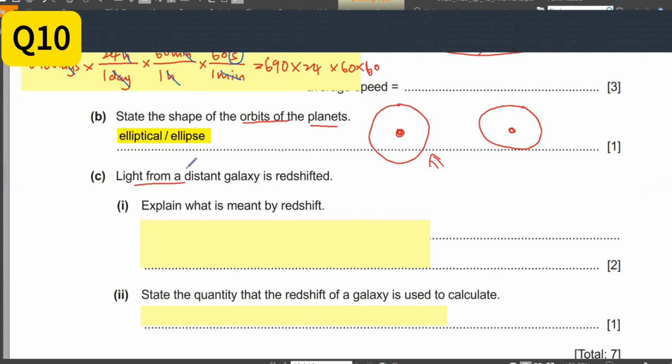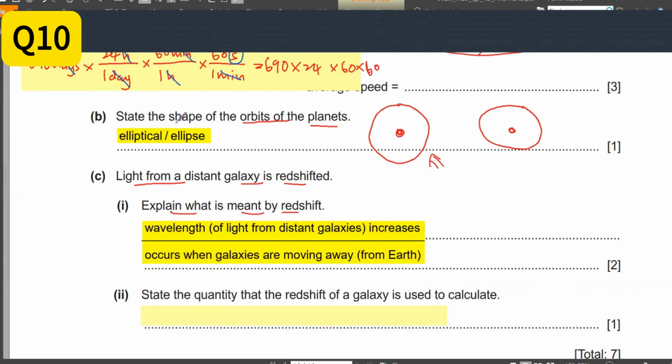Light from a distant galaxy is redshifted. Explain what is meant by redshift. This is the idea: the wavelength of light from distant galaxies increases, which occurs when galaxies are moving away from Earth. So if we have Earth here, and then we have a star, and another star here, the star will shine light.